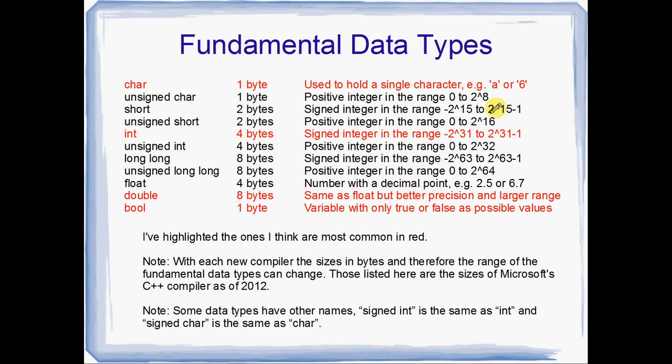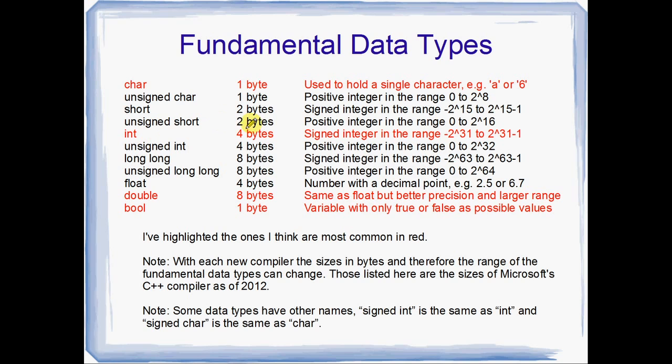Let's have a look. The calculator's on some stupid mode. 2 to the 15. It's just shy of 33,000, so a short int can hold about -33,000 all the way up to about 33,000.